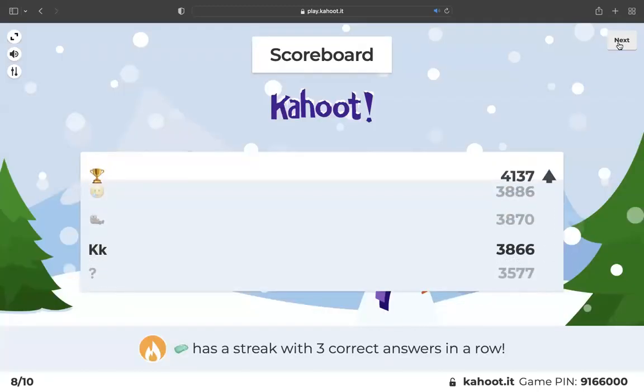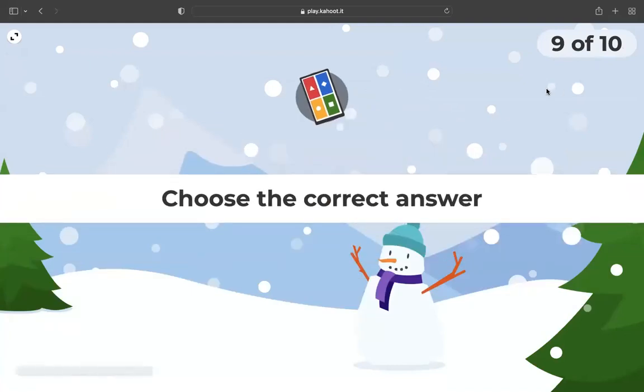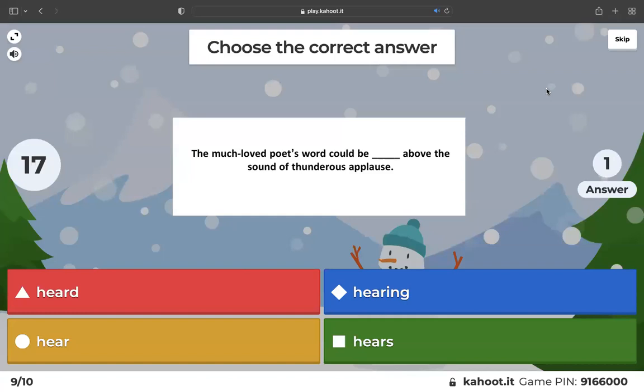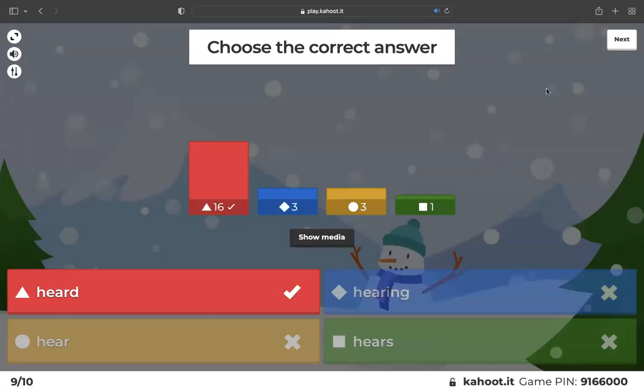Great, good job. And the rank is changing. Oh my God, wow, great. For the 9, it goes to the 9. The master place could be above the sound of Taylor's apples. What would you choose between here, heard, hearing, here, and hears? Quickly in 3, 2, 1. And the answer is the last one.